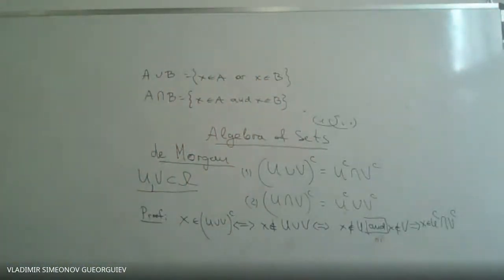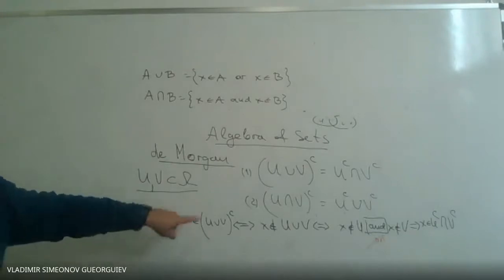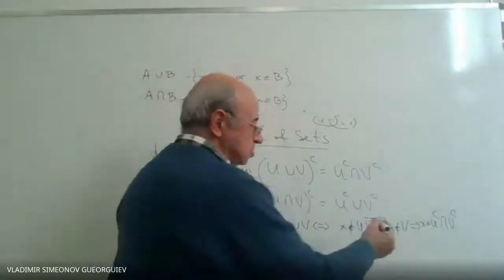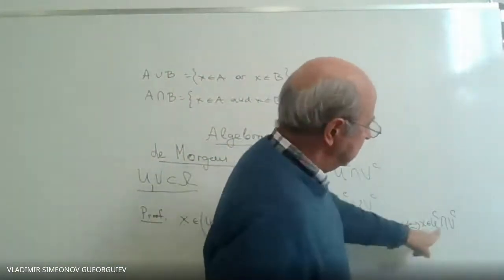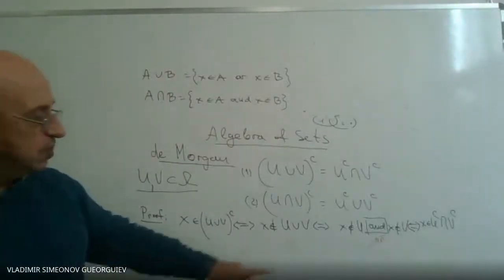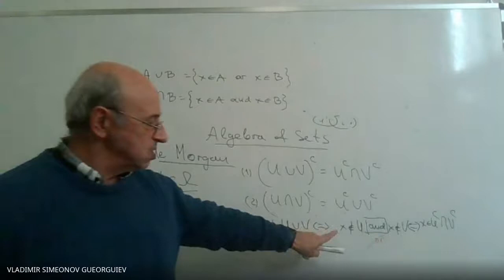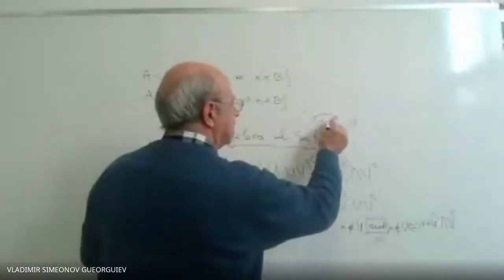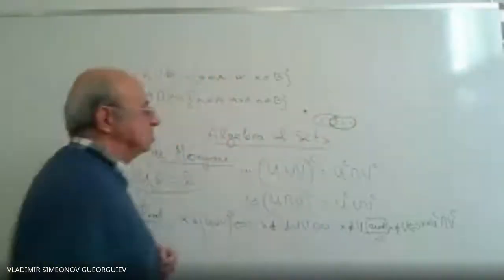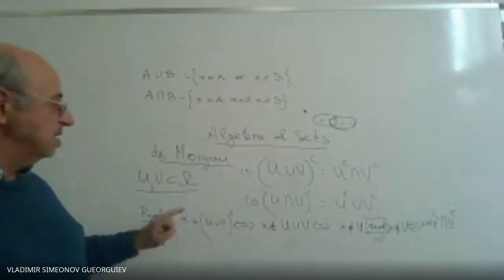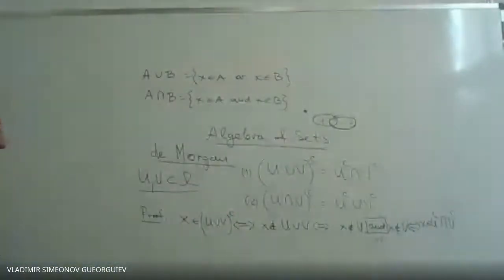So what we did, if x belongs to this set, with this line, we arrived here. Of course, we can go back. Say x is not in the intersection. This means x is neither in U, nor in V. So if our x is neither in U nor in V, then x is not in the union, and then we are here. Therefore, the De Morgan rule is simple.